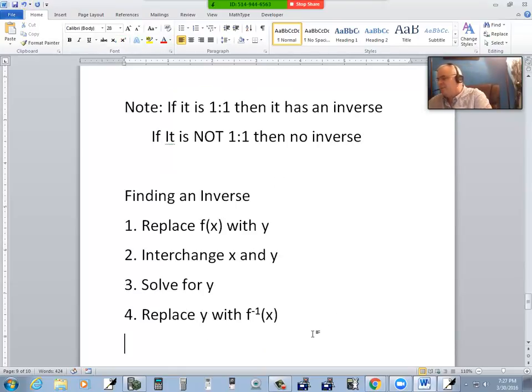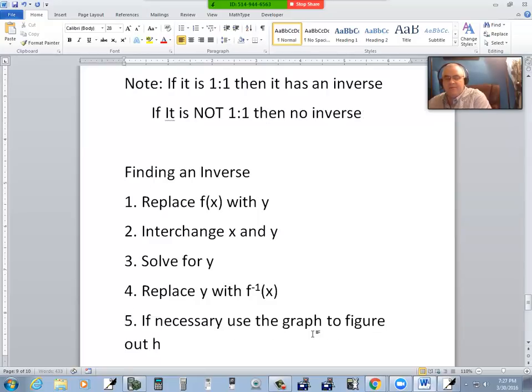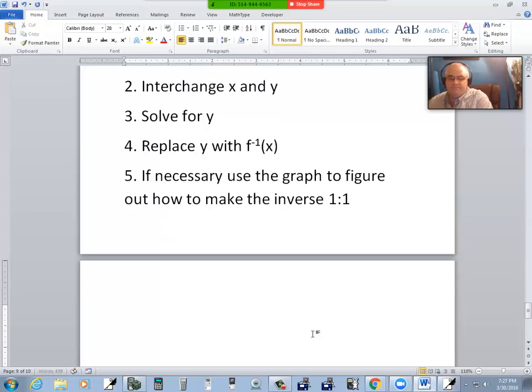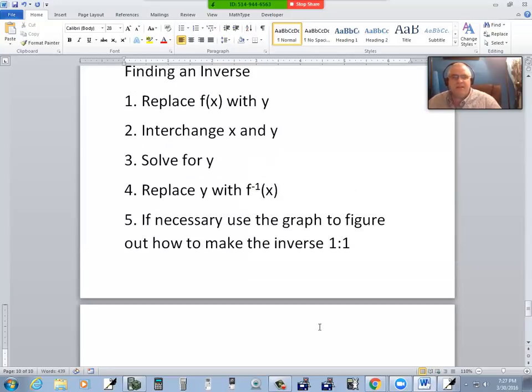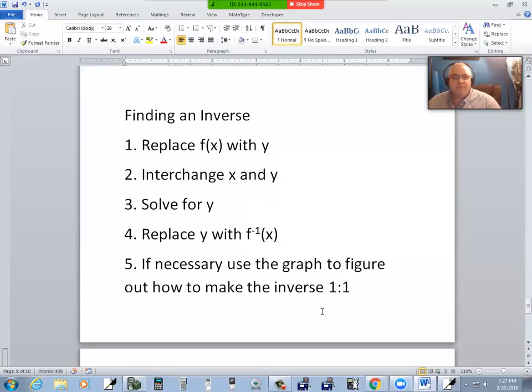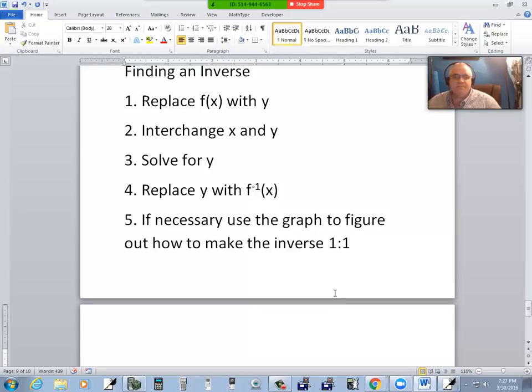We're not going to look at any problems dealing with this, but there is a step 5 that says, if necessary, use the graph to figure out how to make the inverse one-to-one. And I have some videos, the full-blown YouTube videos that I put links out to, that go into all these different cases.